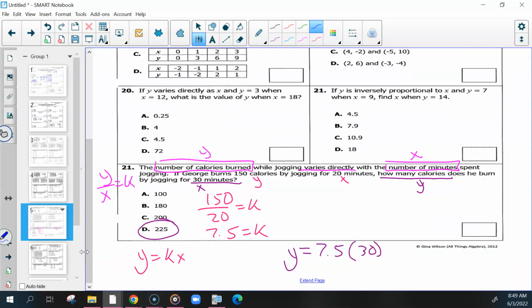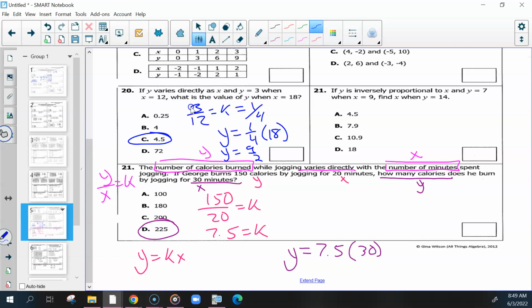If y varies directly as this, and y equals 3 when x equals 12, what's the value of y? So this is just like the word problems. So we know y varies directly. So we need to find our k value, 3 over 12. And then we have to find our value of y when x is 8. So whatever 18 divided by 4 is. Whatever 9 is, so 4.5. So you do the same thing for those like you would the word problems.